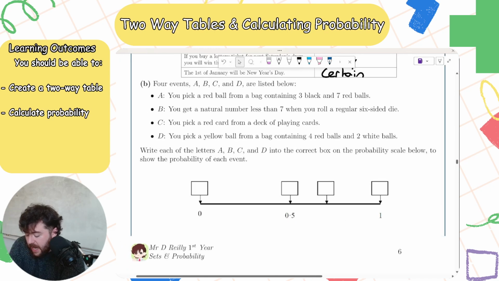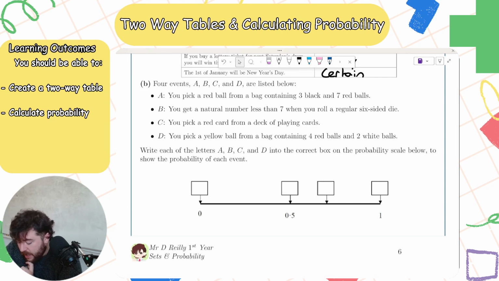And 4 events here, A, B, C, and D, are picked below. So we need to plot these on the table below. You pick a red ball from a bag containing 3 black and 7 red balls. That seems very likely. I think that's here. You get a natural number less than 7 when you roll a regular 6-sided die. That's certain because we have to get a number less than 7: 1, 2, 3, 4, 5, 6.